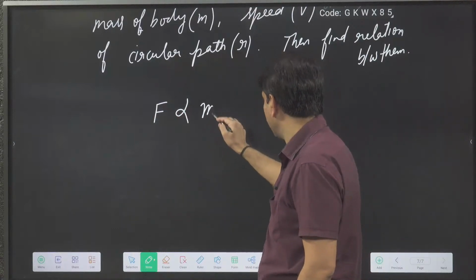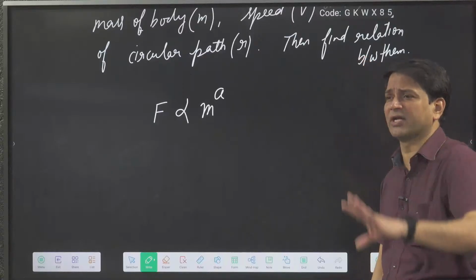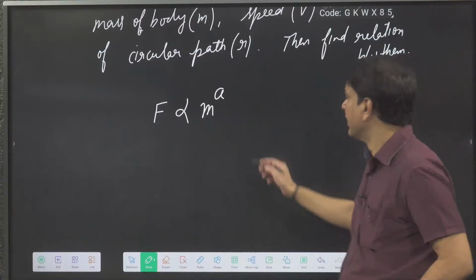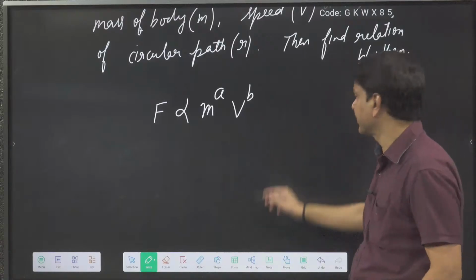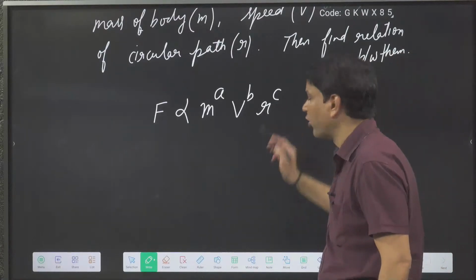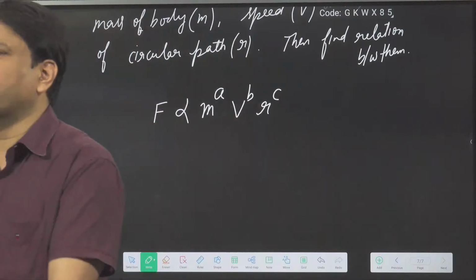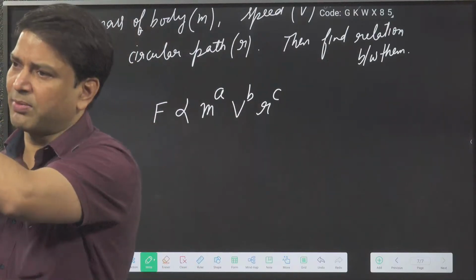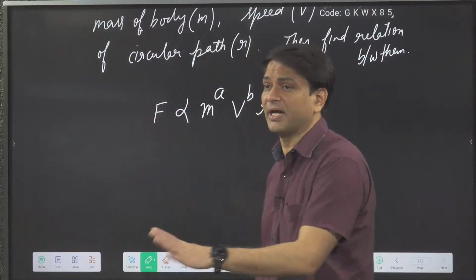So mass, what is the power, I don't know. So I will take the power as a variable, m to the power a. Similarly, speed to the power b. And the third quantity is r to the power c. I don't know how it depends upon m, v, and r, so I am taking the variable powers a, b, and c. Now our aim is what? We have to find a, b, and c.